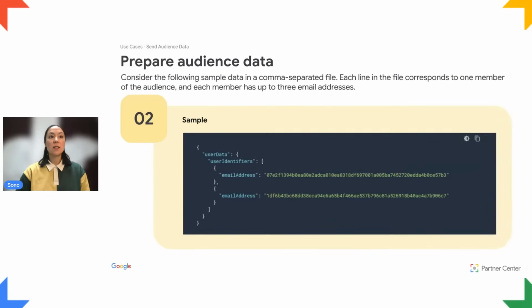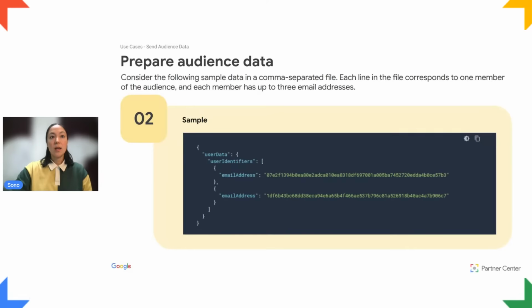Great. This is a code sample of how it would look like. So you would have the user data objects and the user identifier. In this case, we're using email addresses. And you can see it's a hashed value. So it got normalized and hashed before putting it as a value for the API calls.